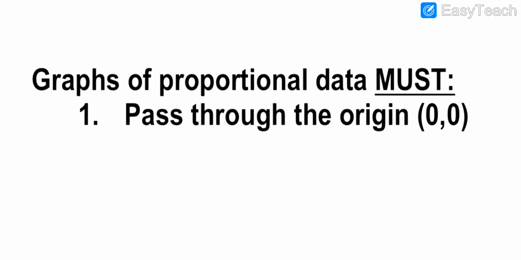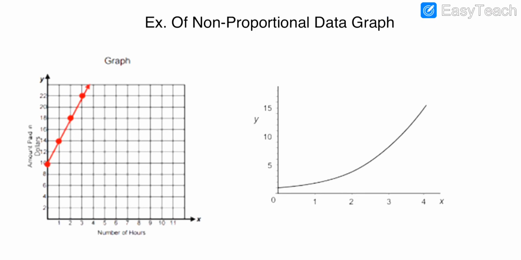It must pass through the origin, and we notice that on both of our examples for proportional data, that they both either started at 0, 0, or they went directly through the origin. If we look back here, notice that the graph on the left actually starts at 0, 10, and the graph on the right looks like it starts at 0, 1.